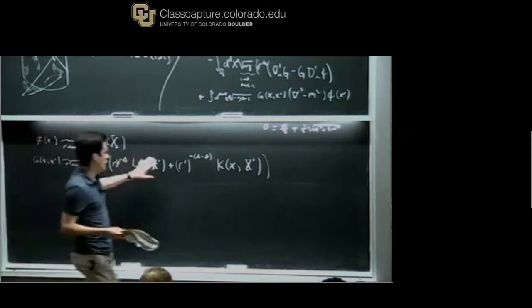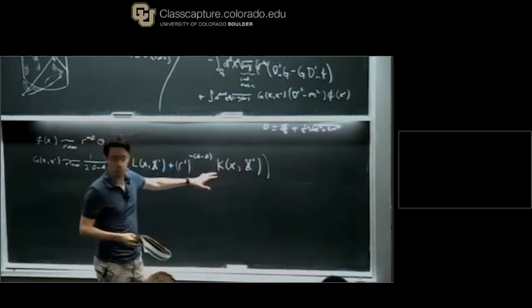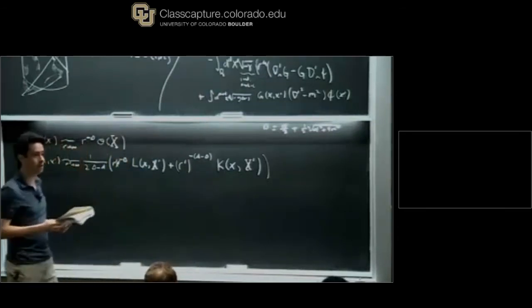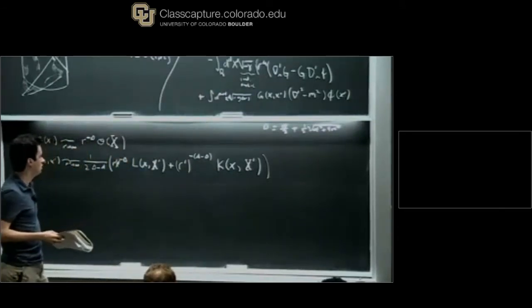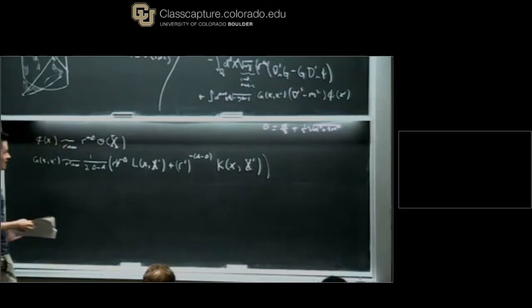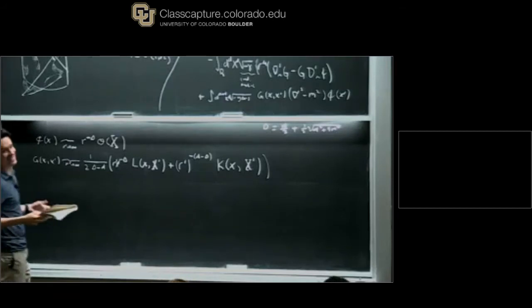And then what this L and what this K will be determined by is the actual choice of the space-like Green's function. Yeah. It is. You'll see in a moment. Yeah. It's not an accident. You're so impatient.